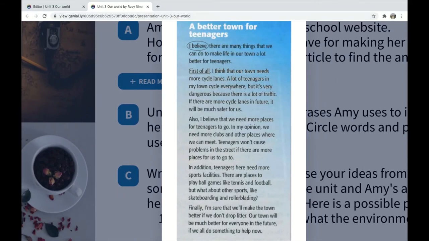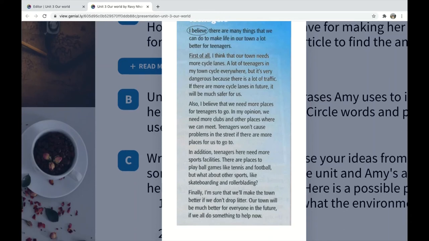I believe there are many things that we can do to make life in our town a lot better for teenagers. First of all, I think that our town needs more bicycle lanes. A lot of teenagers in my town cycle everywhere, but it's very dangerous because there is a lot of traffic. If there are more cycle lanes in the future, it will be much better for us.